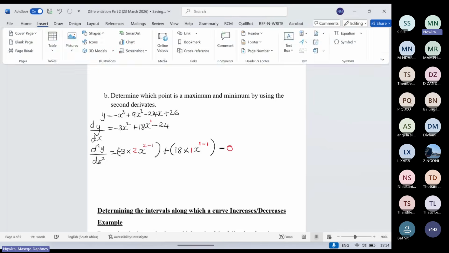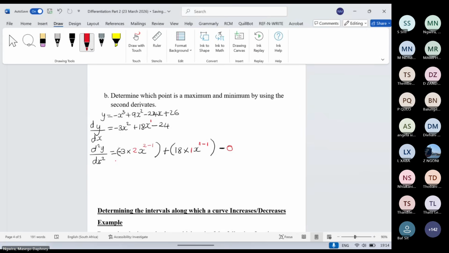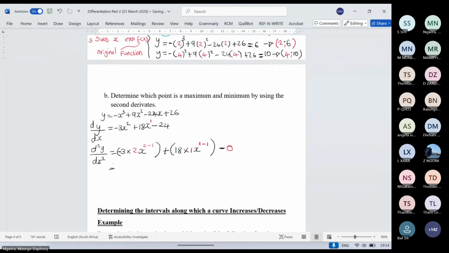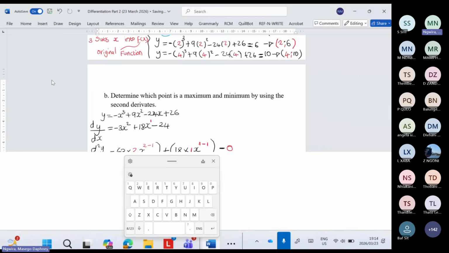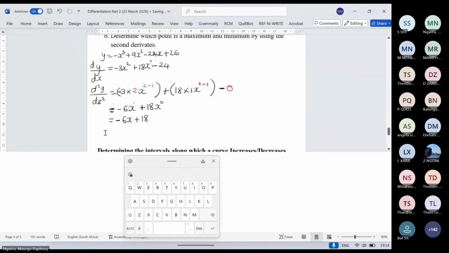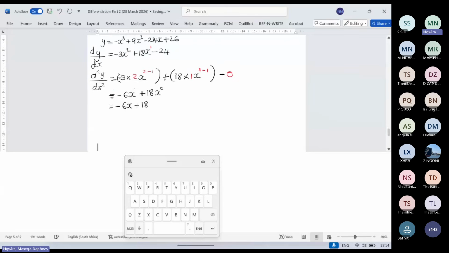Now let's write the answer. So my answer is going to be negative 3 times 2. It's negative 6 x to the power of 1. You don't need to write the 1. And then plus 18 times 1 is 18. Then x to the power of 0. Any number to the power of 0 is 1. So this will be plus 18 because 18 times 1, it's just 18. And then now we found our second derivative.